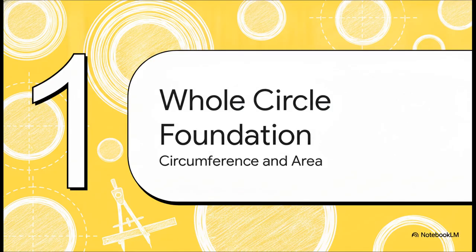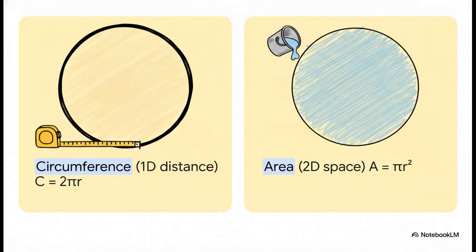The whole circle foundation, circumference, and area. Before we can find the parts, we've got to establish the foundational rules for the whole circle. Because honestly, you have to know what your whole is before you can take a fraction of it. So let's look at the difference between our two main properties. On the left, we have circumference. Think of this as the perimeter.